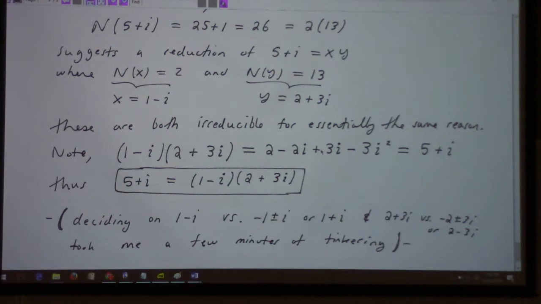I did way too much tinkering. Basically I had to decide 1 minus i versus minus 1 plus or minus i, or 1 plus i, and 2 plus i versus minus 2 plus or minus 3i. And I still may not be giving you an optimal way of thinking about it. Maybe there's something even more insightful that just immediately lets you write this down. But this isn't too much thinking, so I'm pretty happy with it.